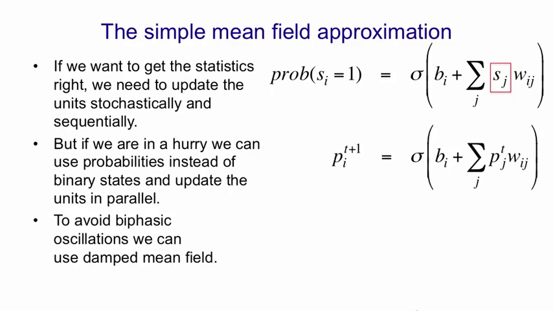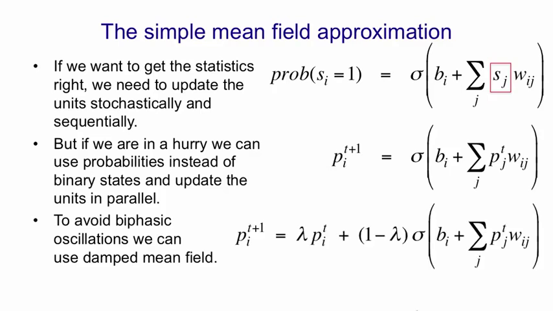And we can normally deal with those by using what's called damped mean field, where we compute that p_i of t plus 1, but we don't go all the way there. We go to a point in between where we are now and where this update wants us to go. So in damped mean field, we'll go to lambda times the place we are now, plus 1 minus lambda times the place the update rule tells us to go to. And that will kill oscillations.